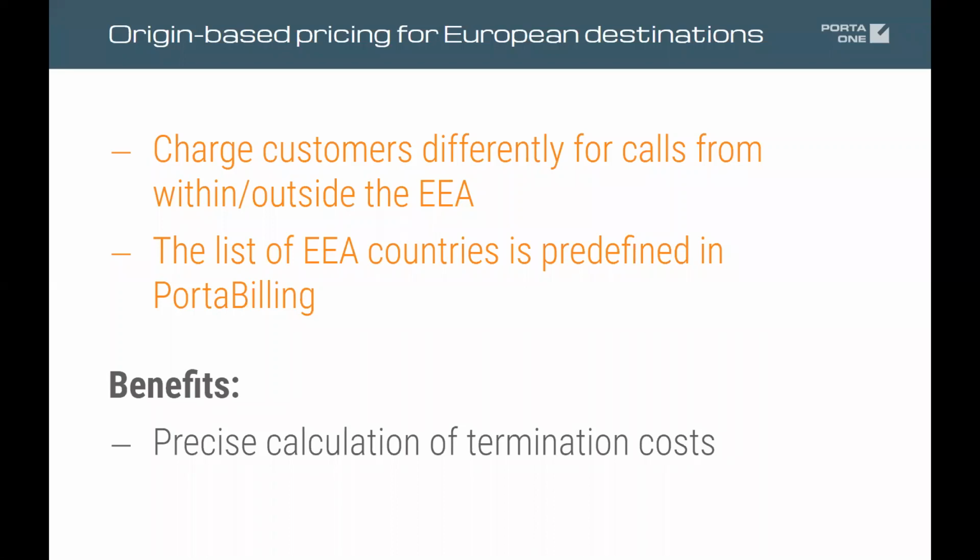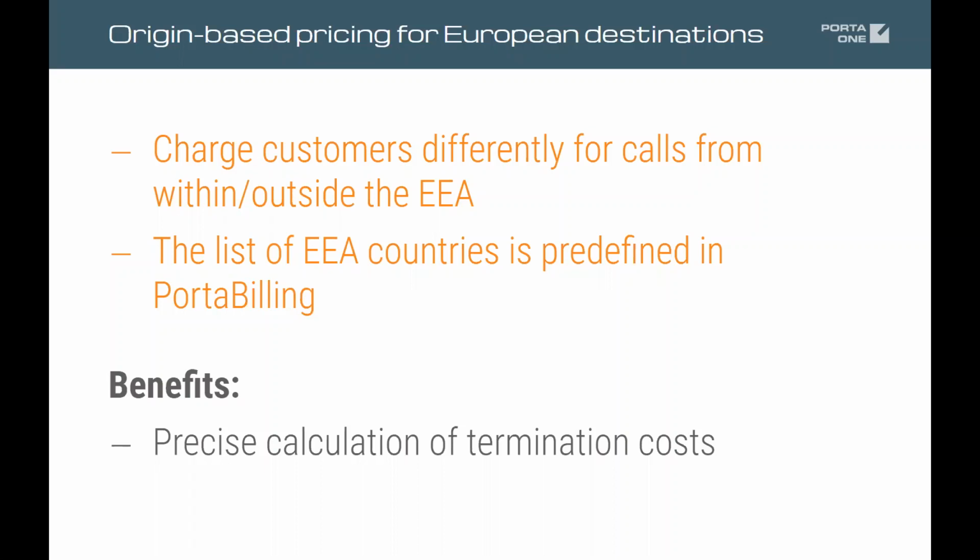Then, for each call to a European destination, PortaBilling checks whether the CLI belongs to the European Economic Area countries and applies the corresponding rate. The list of European Economic Area countries is predefined in PortaBilling, but at any time your administrator can adjust the default list and add new countries, and that can be done via the configurator server.